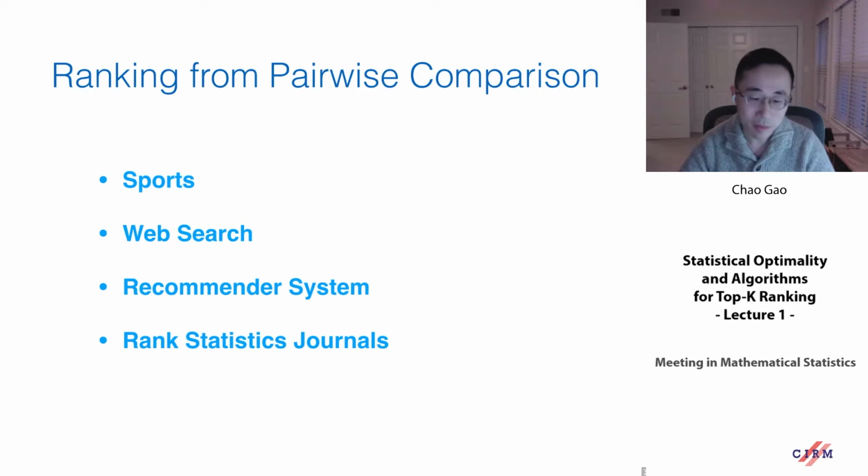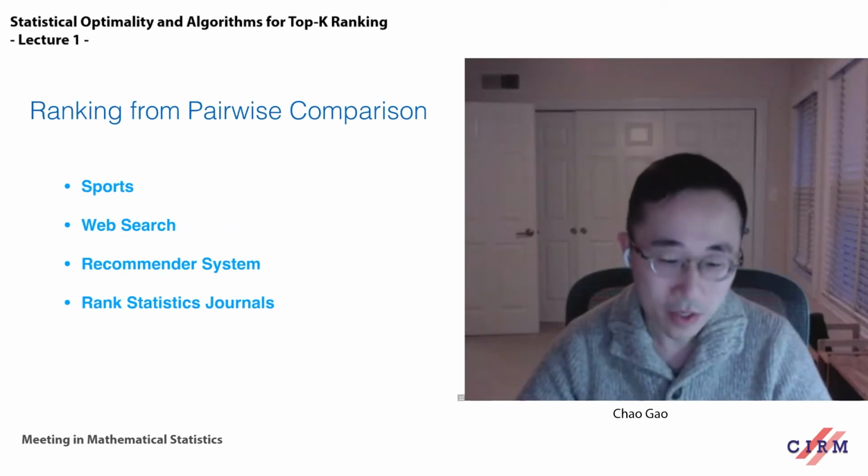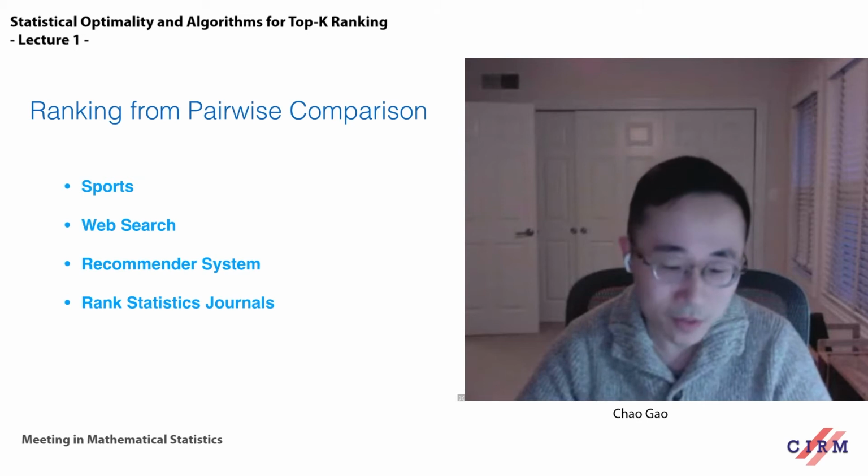For example, in competitive sports, we need to rank teams or players according to the games played between two teams or two players. And in web search, we need to develop an algorithm to rank web pages according to their relevance to search words, for example.